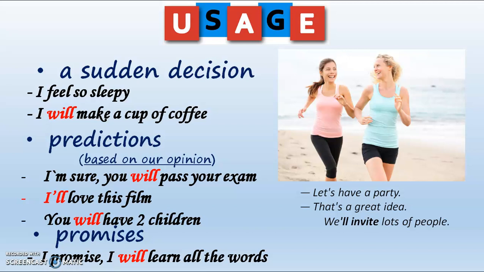The second use is for predictions, but predictions based on our opinions. As in the examples, I'm sure you will pass your exam. I love this film. You will have 2 children. These are my predictions based on my opinions. And the third use of future simple is for promises. I promise I will learn all the words.